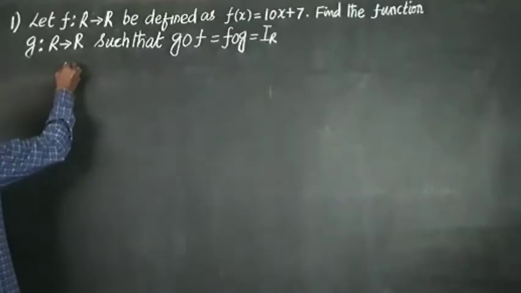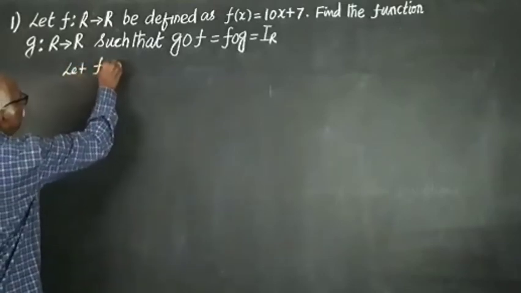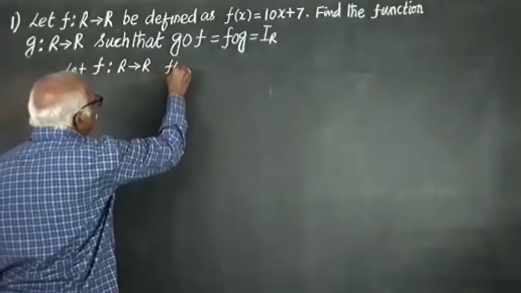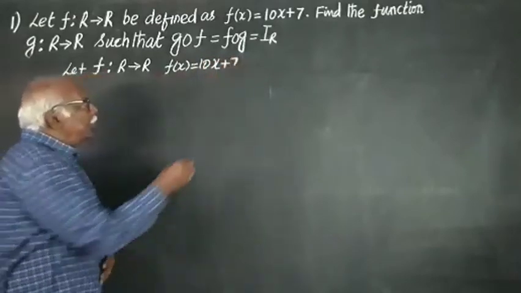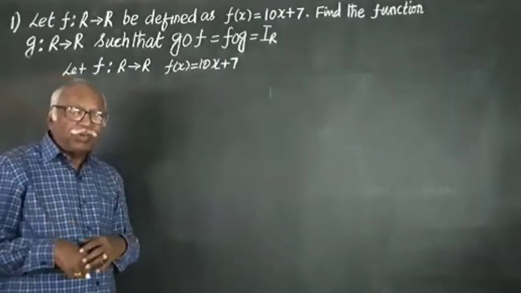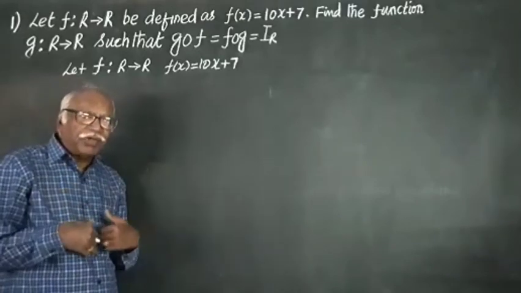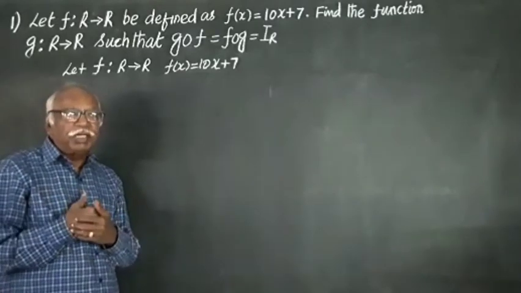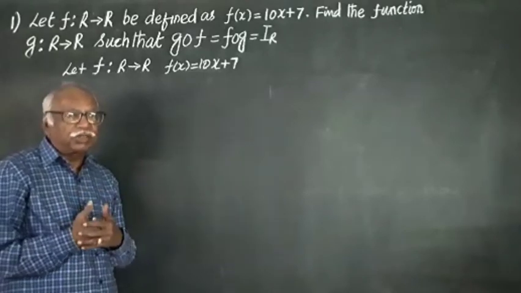Let f: R → R, f(x) = 10x + 7. It is given. We have to find another function g. Before finding g, we have to check whether the given function f is invertible or not. If f is invertible, f must be one-one and onto. First we will check whether f is one-one.